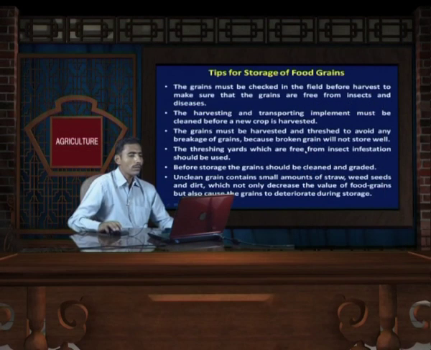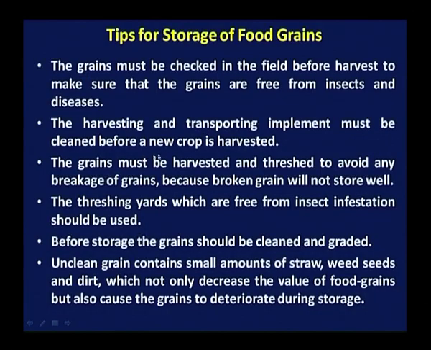Some tips are there for storage of food grains. The grain must be sacked in the field before the harvest to make sure that the grains are free from insects and diseases. The harvesting and transporting implements must be cleaned before a new crop is harvested, and grain must be harvested and threshed to avoid any breakage of grains, because broken grain will not store well. Threshing yards which are free from insect infestation should be used. Before storage, the grain should be cleaned and graded. Unclean grain contains small amounts of straw, weed seed and dirt, which not only decrease the value of food grain but also cause the grain to deteriorate during storage.